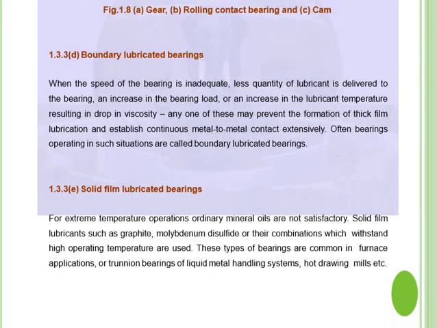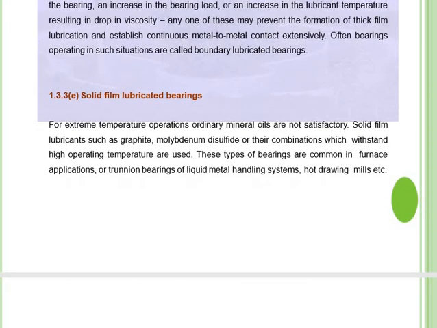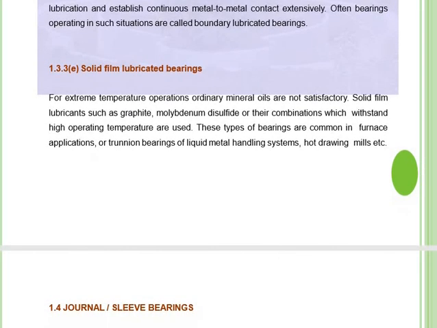Now we will see solid film lubrication bearings. For example, at high temperature operation, ordinary mineral oils are not satisfactory. So solid film lubricants such as graphite, molybdenum, or combinations can withstand high temperature. Generally these bearings are common in furnace applications. In ball bearings also we apply this solid film lubrication system. Titanium bearings, liquid metal handling systems, and hard drawing mills can use this type of bearing.